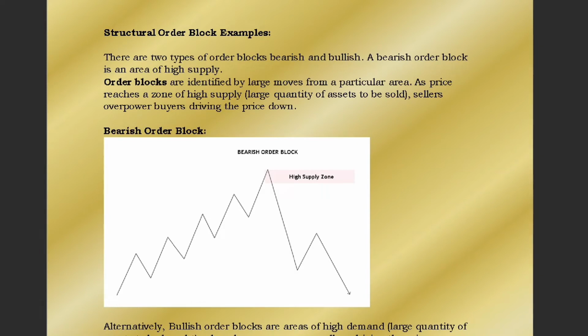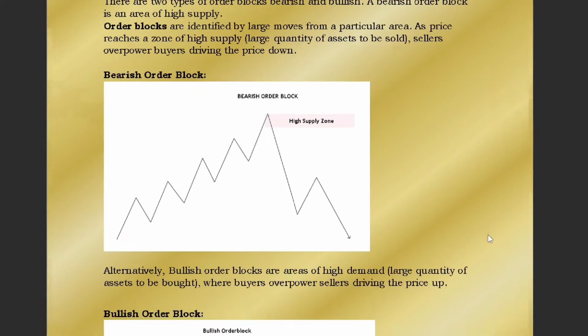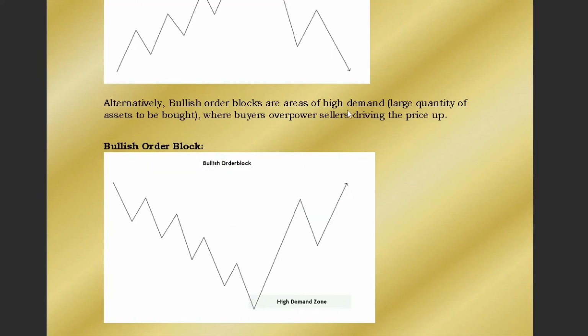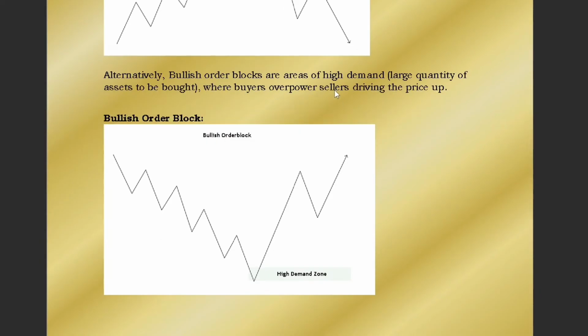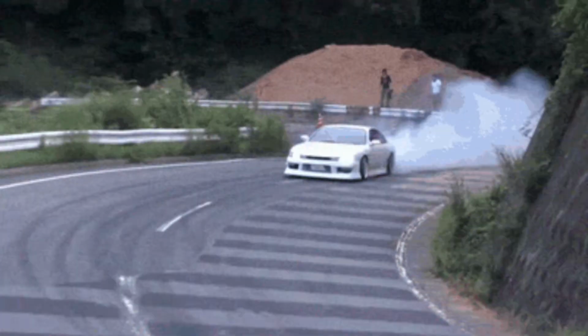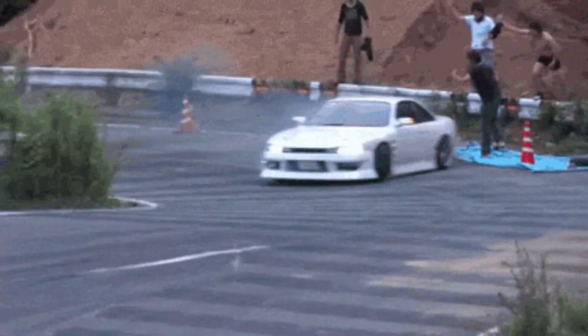As price reaches a zone of high supply, sellers overpower buyers, driving the price down. As you can see, as price moved up, if it hits a bearish order block, you'll see a large movement down. Alternatively, bullish order blocks are areas of high demand, where buyers overpower sellers, driving the price up. As you can see, as price went down and hit an order block, it'll go straight up. So order blocks can pretty much be looked at as shifts in momentum. Once price hits an order block, the momentum changes in the opposite direction.